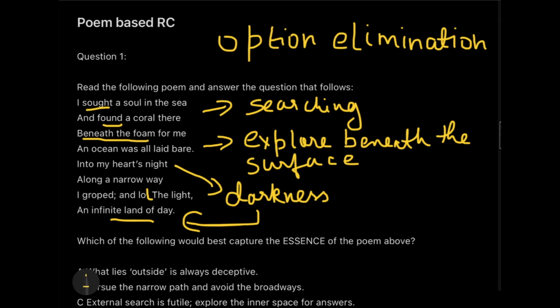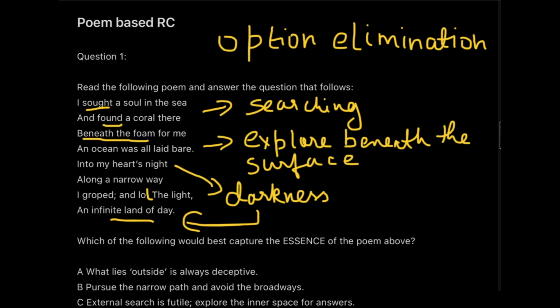I gave you a gist of the poem. Literally, trust me, when I read it for the first time, I did not even think of it. While explaining to you, all these points are coming to my mind. All right. So you can go the normal way by trying to understand what is being mentioned in the poem, and then you can solve it.